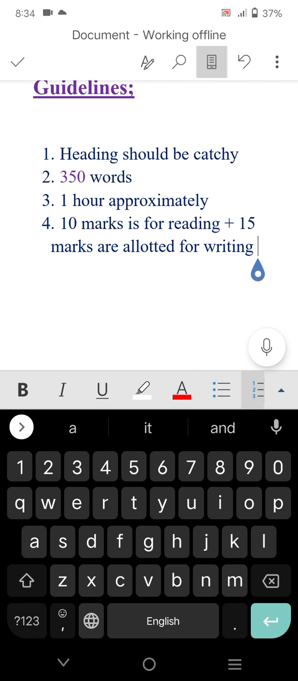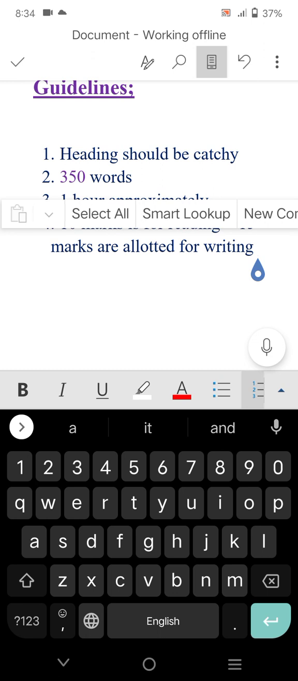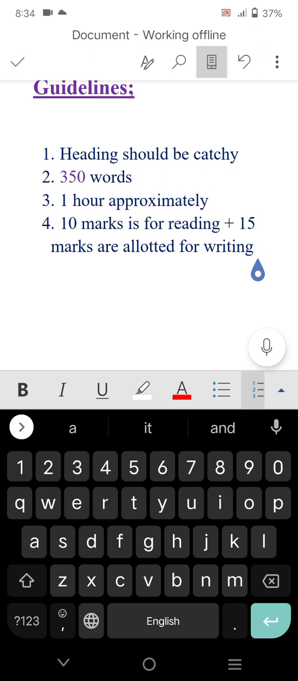The 350 words are basically the most important. 350 to 450 words are normally given in the question paper, and you are restricted to write between them, because writing excessive words above 450 will make you lose marks.